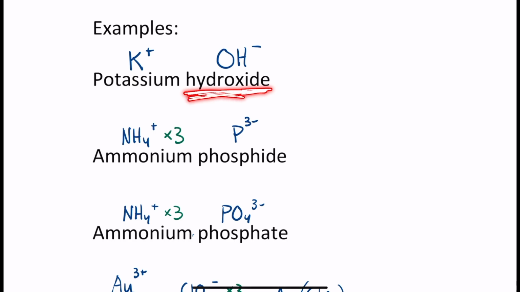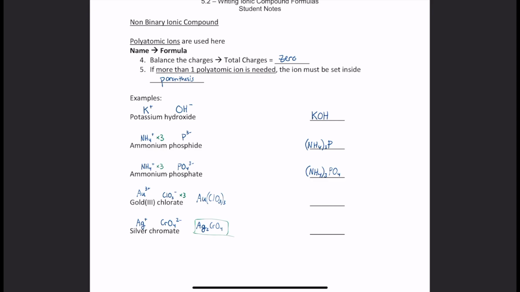Hydroxide ends with -ide, and that's like the only polyatomic ion that ends with -ide. Everything else tends to be just a regular element that ionizes.